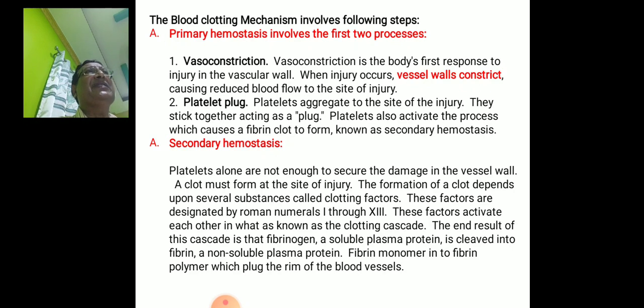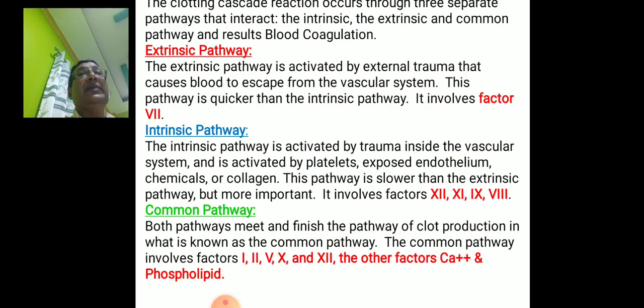The end result of this cascade is that fibrinogen, a soluble plasma protein, is clipped into fibrin, a non-soluble plasma protein. The fibrin monomer forms a fibrin polymer which plugs the rim of the blood vessels. In my next slides, I am going to show the clotting mechanisms. The clotting mechanism, or clotting cascade reaction, occurs through 3 separate pathways that interact: the intrinsic, extrinsic and common pathway, and result in blood coagulation.